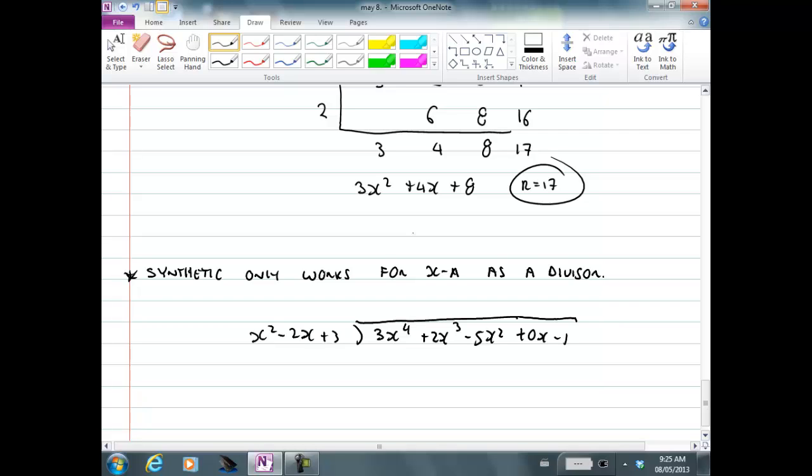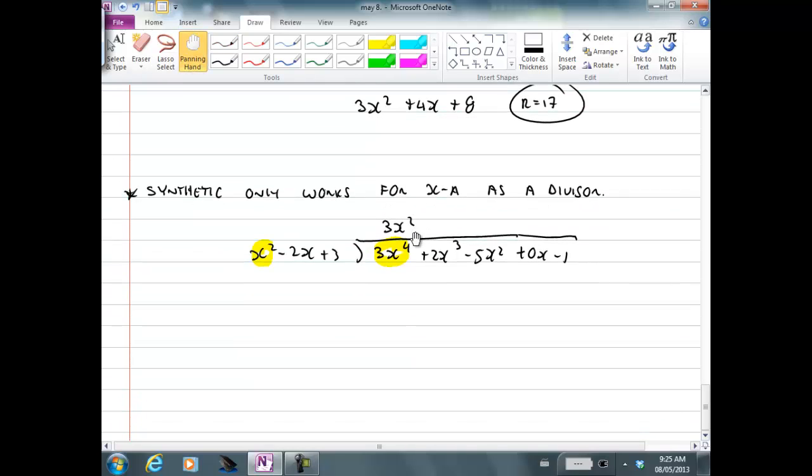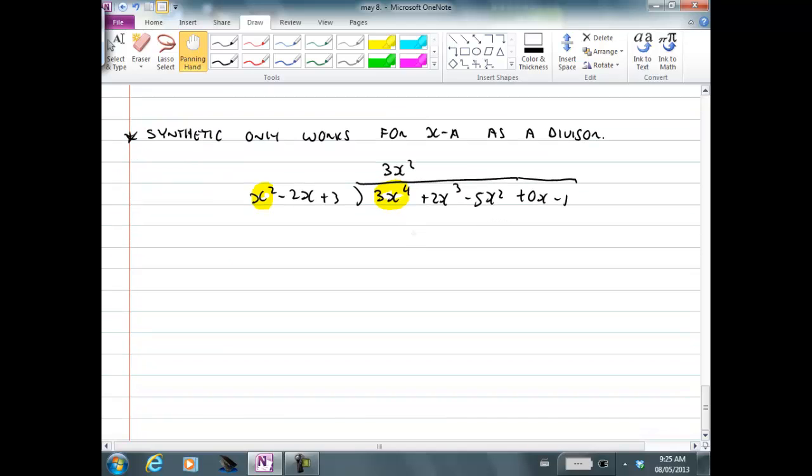So we match up x squared with 3x to the 4th. What should it be then? So it'll be 3x squared. And then we multiply, we do the whole process over again. That is the power of long division. Try this, please. Your last question, and then after that.